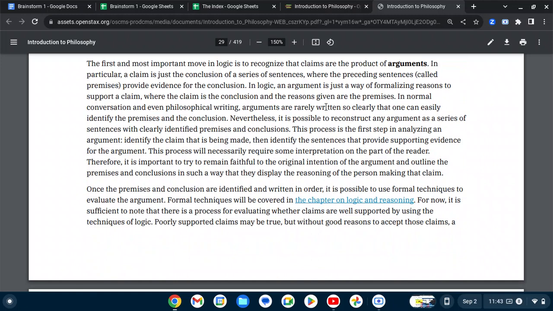In normal conversation and even philosophical writing, arguments are rarely written so clearly that one can easily identify the premises and the conclusion. Nevertheless, it is possible to reconstruct any argument as a series of sentences with clearly identified premises and conclusions. This process is the first step in analyzing an argument. Identify the claim that is being made, then identify the sentences that provide supporting evidence for that argument. This process will necessarily require some interpretation on the part of the reader. Therefore, it is important to try to remain faithful to the original intention of the argument and outline the premises and conclusion in such a way that they display the reasoning of the person making that claim.